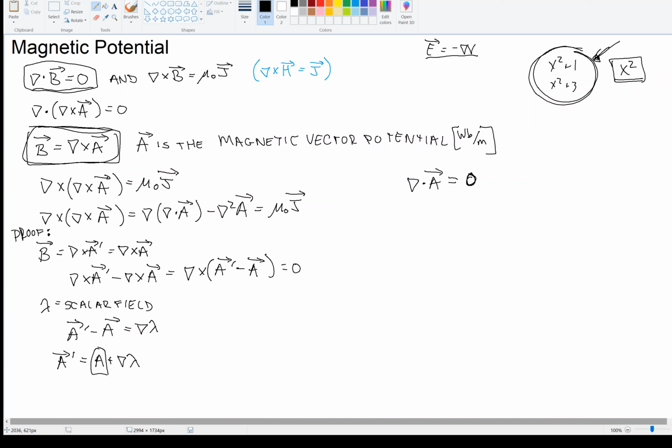So again, because these are derivatives, the del operator is a derivative, taking the curl of A does not specify A completely. If we had B, taking the curl of A does not specify A completely. And similarly here, the divergence alone does not specify A completely. But once you have the curl of A and the divergence of A, together they completely specify A uniquely. So there's only one A that will give you this and this at the same time.